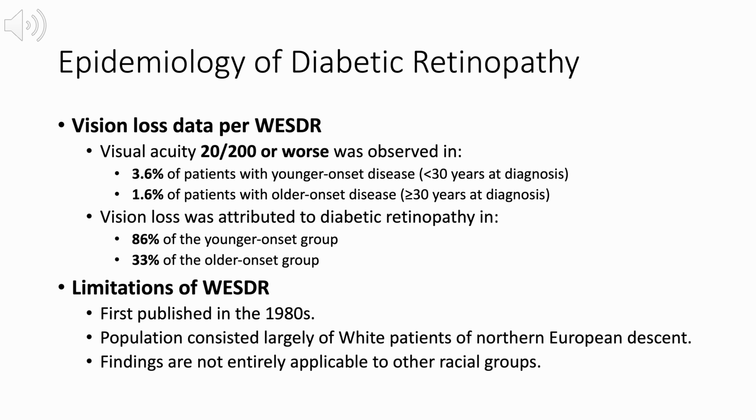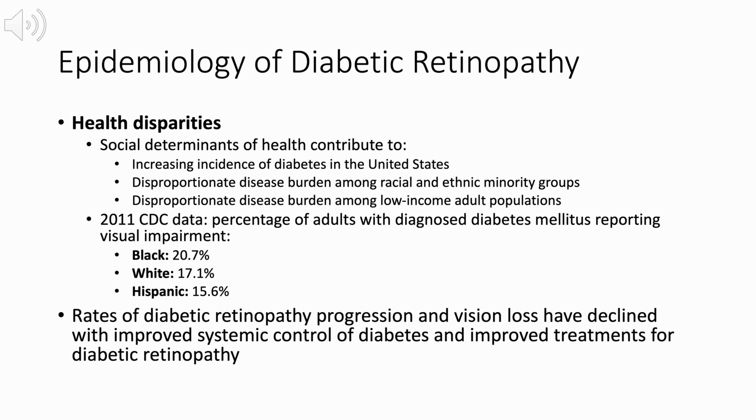Finally, we must be honest about the limitations of Wester. It was first published in the 1980s, and its study population consisted largely of white patients of Northern European descent. Its findings are therefore not entirely applicable to other racial groups, which brings us directly to our next topic. That limitation of Wester, a study population that did not reflect the diversity of the patients we actually treat, leads us to the question of health disparities in diabetic eye disease.